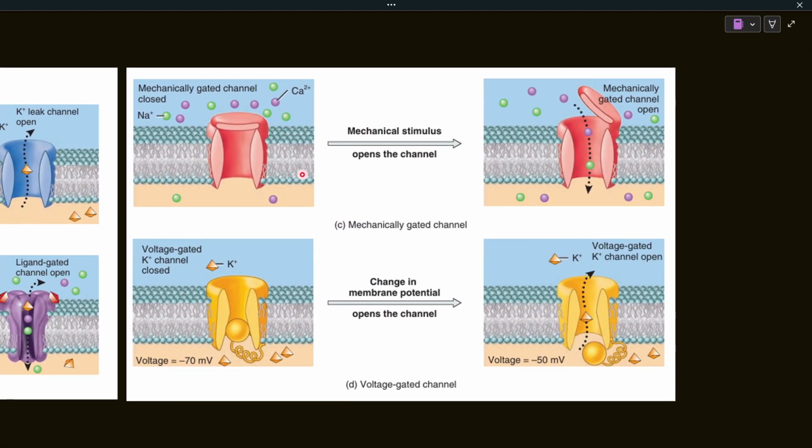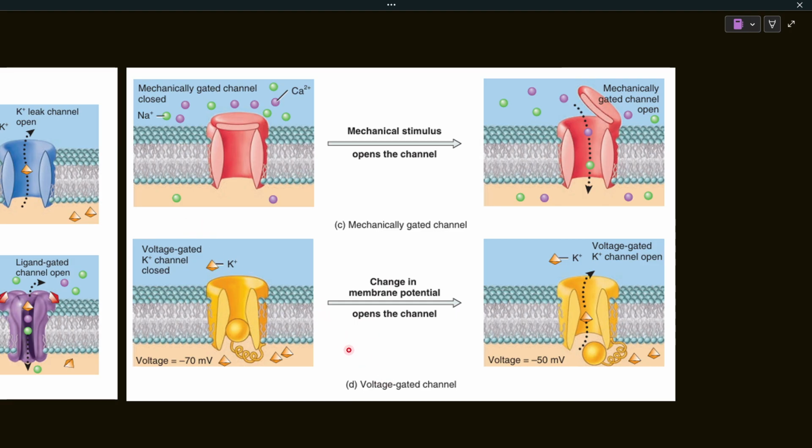The third type of channel is the mechanically gated channel, which reacts to a mechanical stimulus. Whenever there is some mechanical stimulus like touch, pressure, or vibration, all of those are going to exert some force on that channel, and that force is enough to distort its conformation. This force distorts the conformation and opens the gate, and that will allow the exchange of ions.